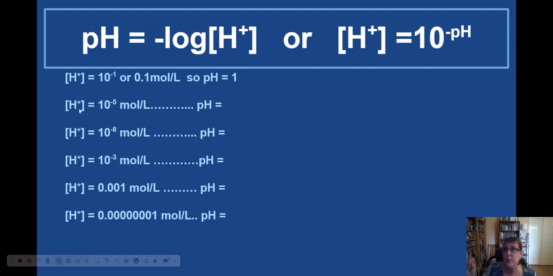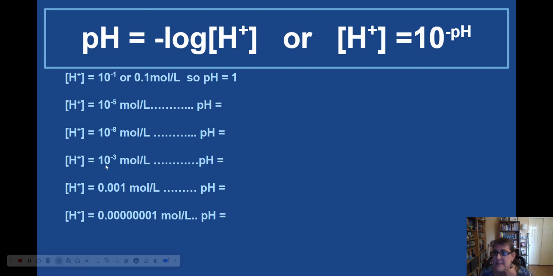Okay, what if the H+ concentration is 10 to the minus 5? Then the pH is, I hope you said 5. Is that acidic or basic? That's acidic, but not as acidic as 1. Okay, what if the H+ is 10 to the minus 8 moles per liter? Then the pH is, I hope you said 8. The pH is 8. Is that acidic or basic? Yeah, that's just a little bit basic.